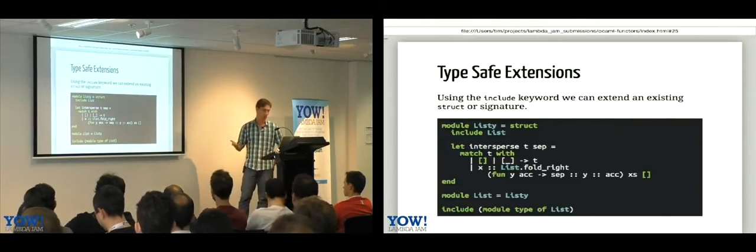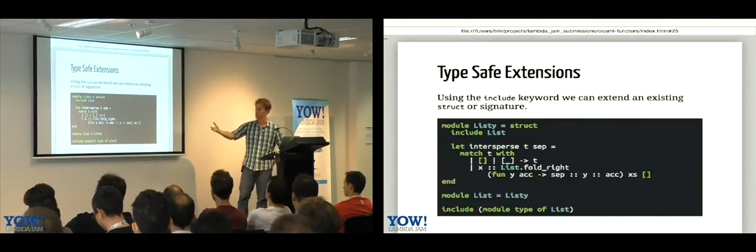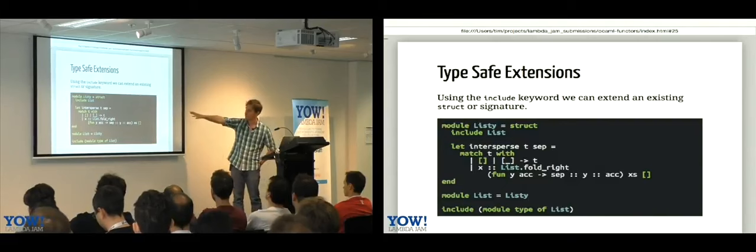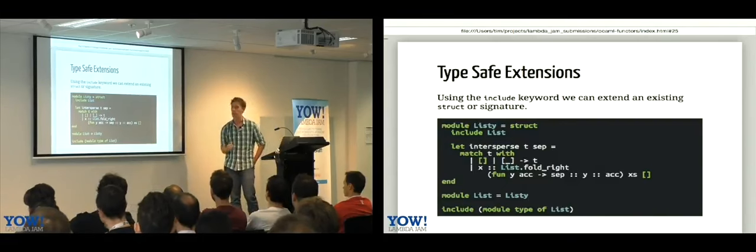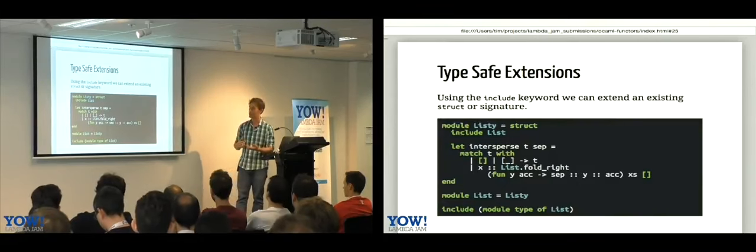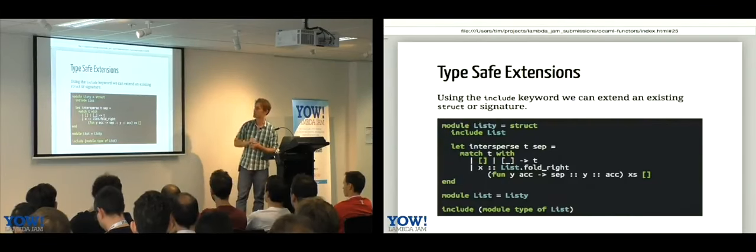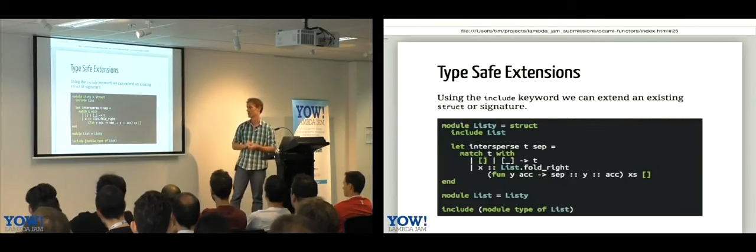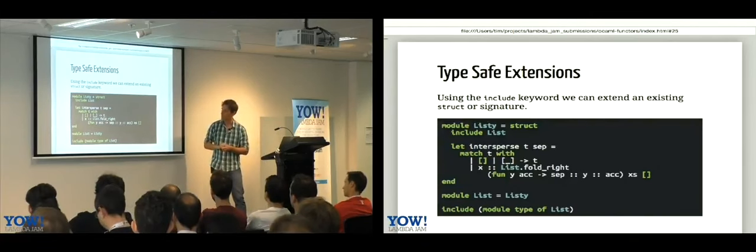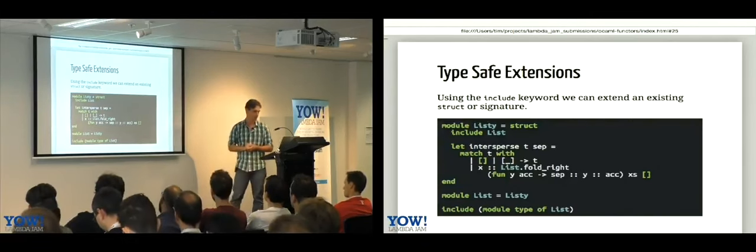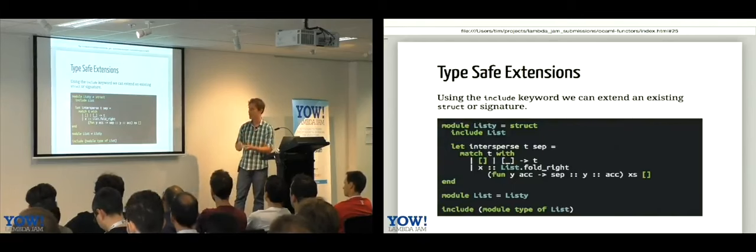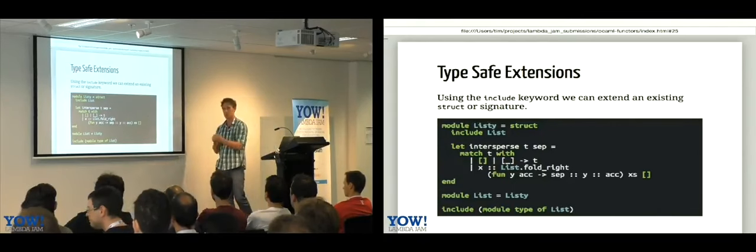So basically what you would do is you define some sort of module. We've got a Listy module, and using the include keyword, we're bringing in everything from the List module that's in the standard library. And then we're defining an implementation of intersperse, because intersperse doesn't come in the standard library, so we want that. And then at the end of that, we're re-exporting our Listy module and replacing the existing List module.